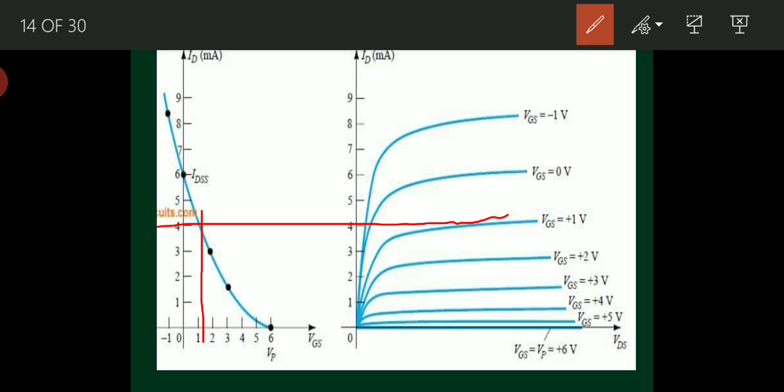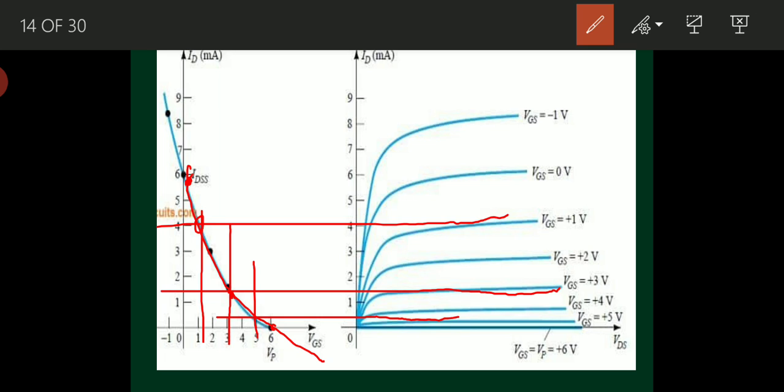When VGS equals 3 volts, draw a straight line vertically, and draw a line horizontally. Where both lines intersect is the locus point which we have to take. When VGS equals 5 volts, draw a line vertically upwards, draw a horizontal line, and put a point there. So this is the point where VGS equals 0, and this is the point where VGS equals VP. Join all the points. This is the transfer characteristic.